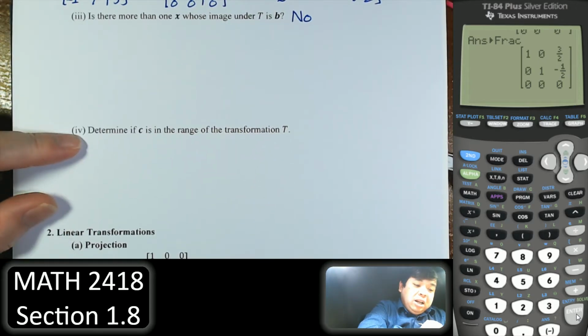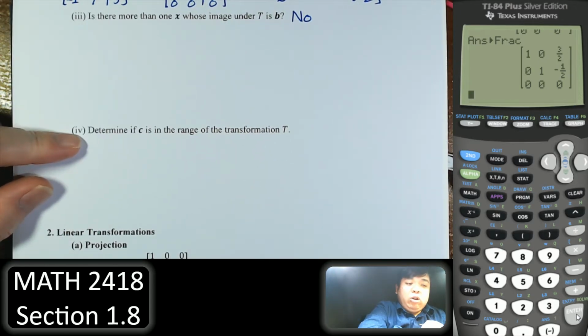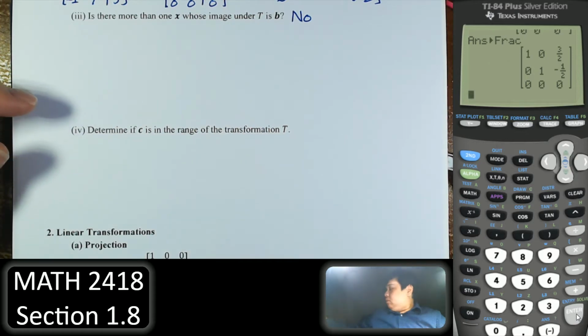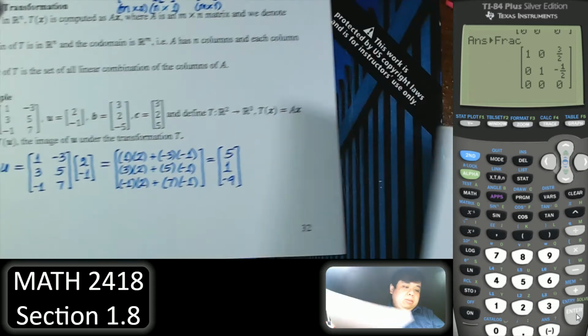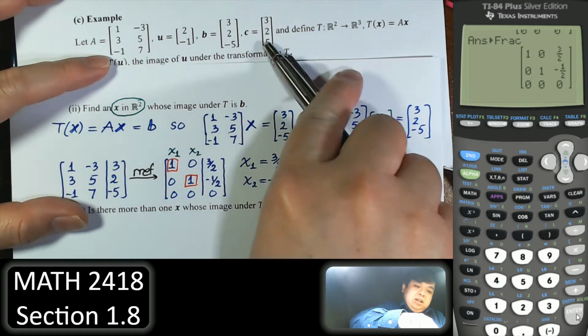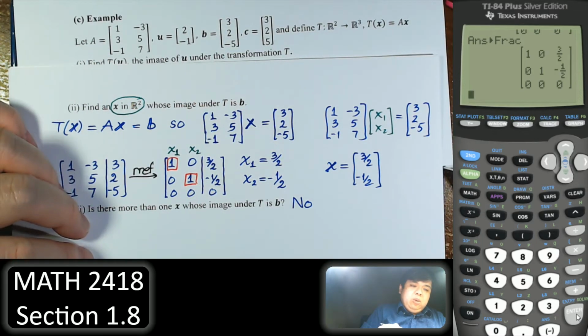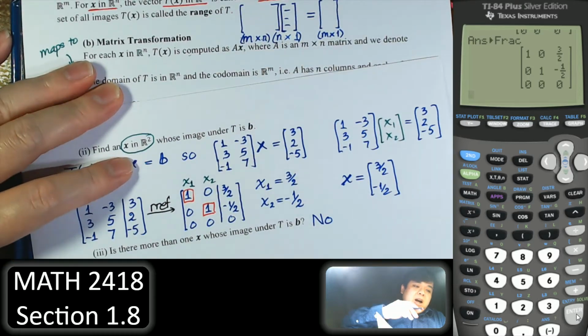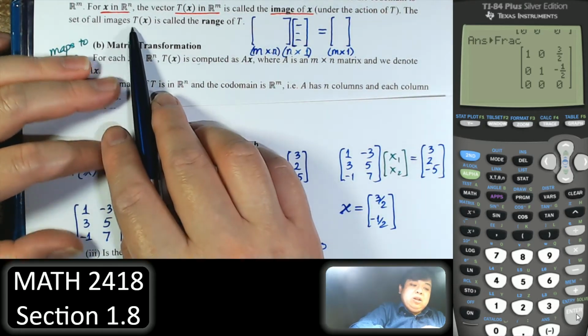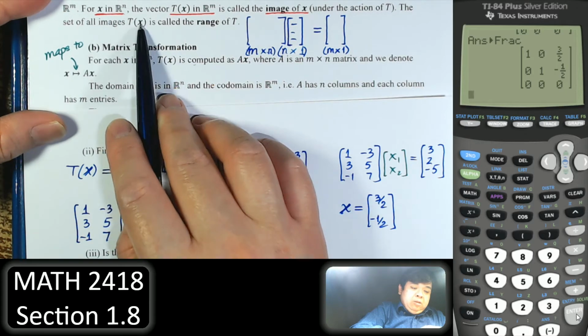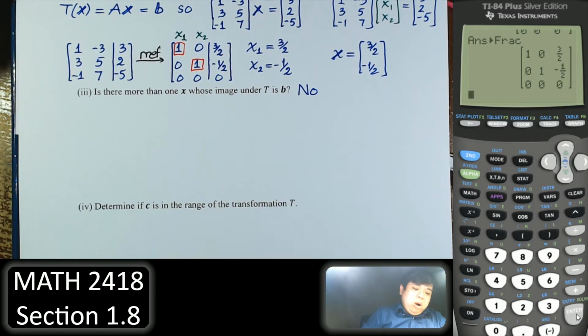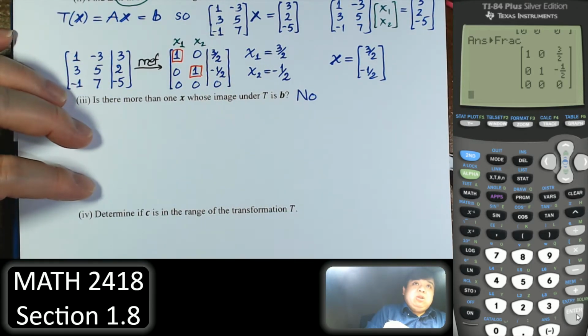Now determine if c is in the range of the transformation. Right. So now we have c is that. So is c in the range? What is the range? The range is the set of all the images T of x. So the question determines if c is in the range of the transformation.